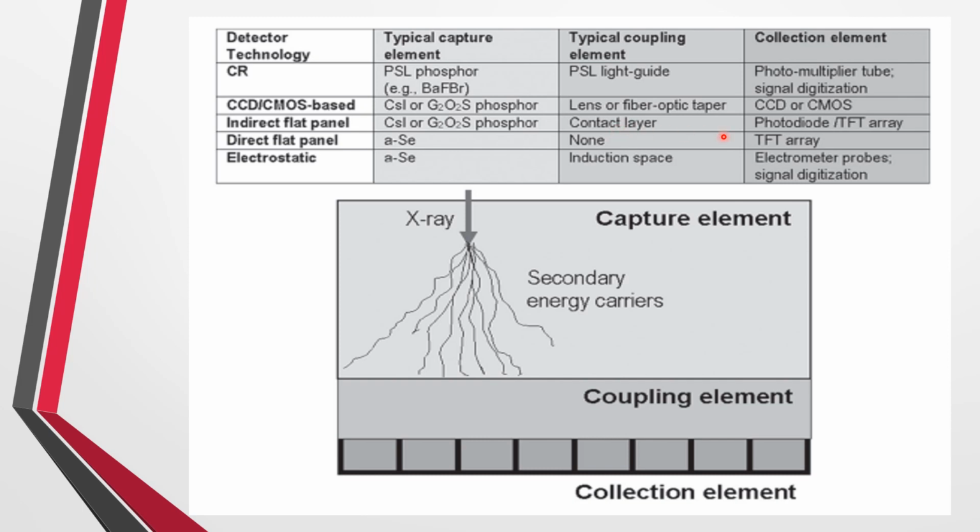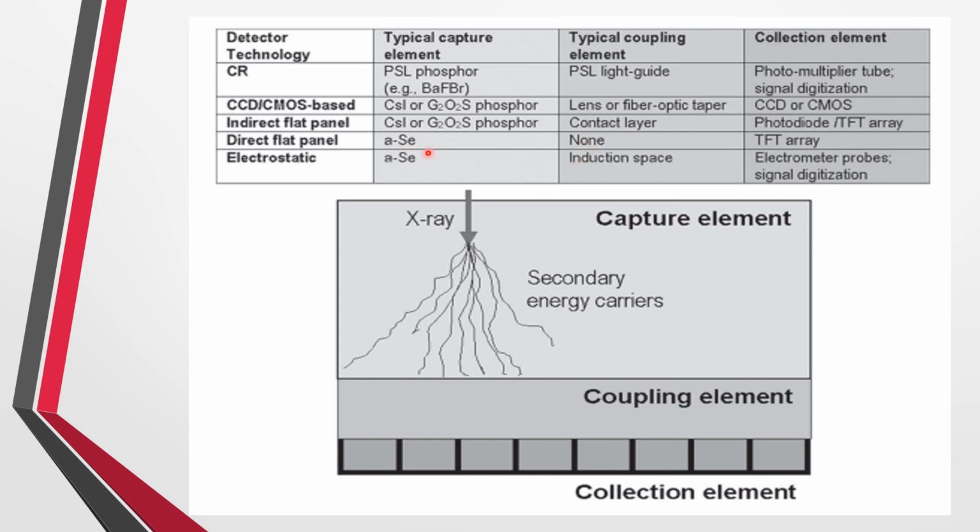According to this, there's a photodiode, which takes the light and converts it to electricity, or a TFT array, or a combination of both. Which this says "or", so this is probably a combination of both right here. In the direct, there is no coupling element, right?